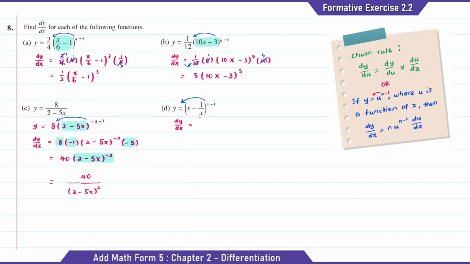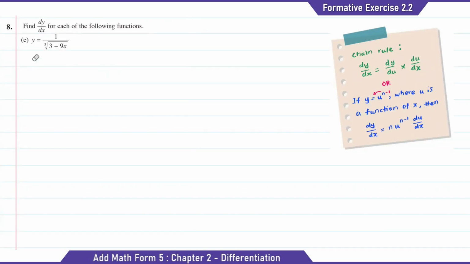Question D. dy/dx is equal to 3, bracket x minus 1 over x to the power of 2. Then differentiate the terms in the brackets. So here the terms in the brackets is the same as x minus x to the power of negative 1. To differentiate this, we're going to get 1 plus x to the power of negative 2. Next, for this part, we can write this as 1 over x squared.